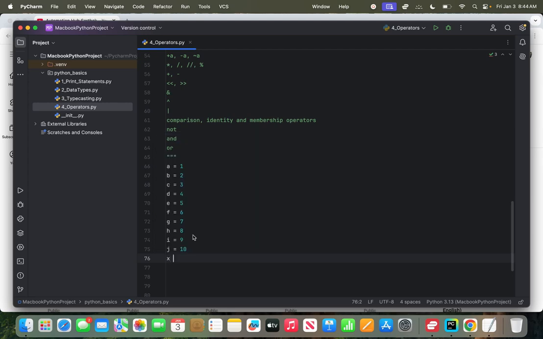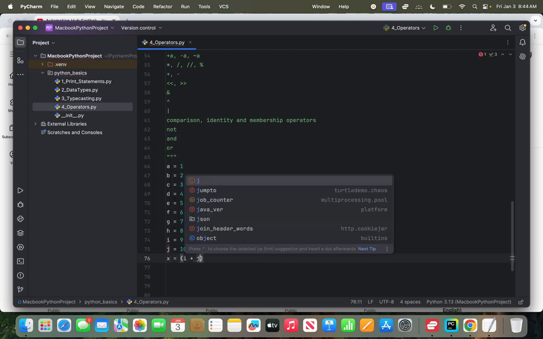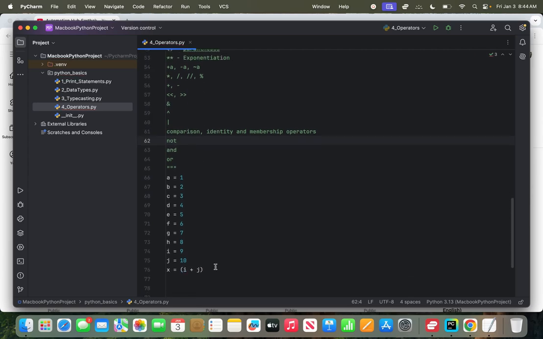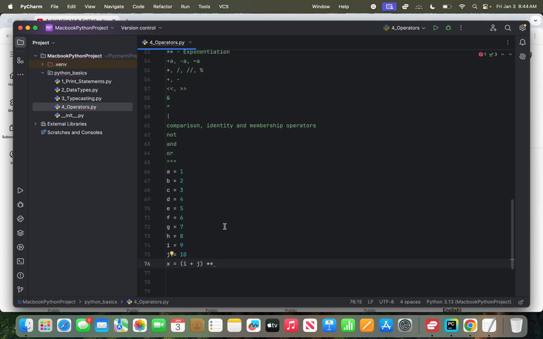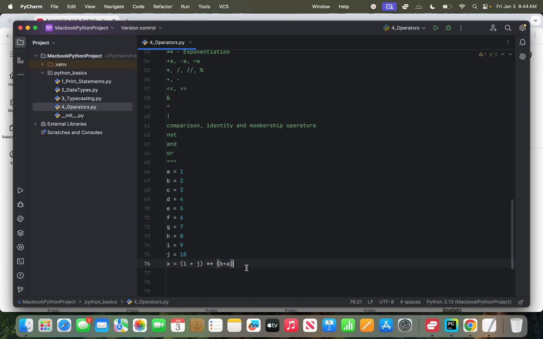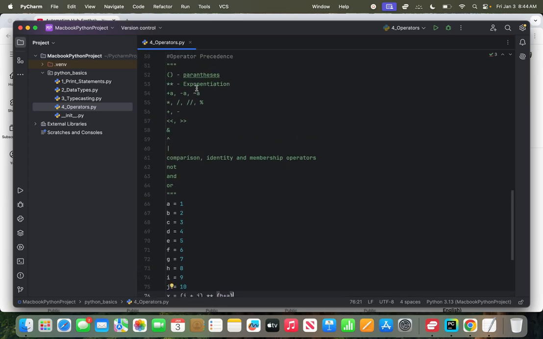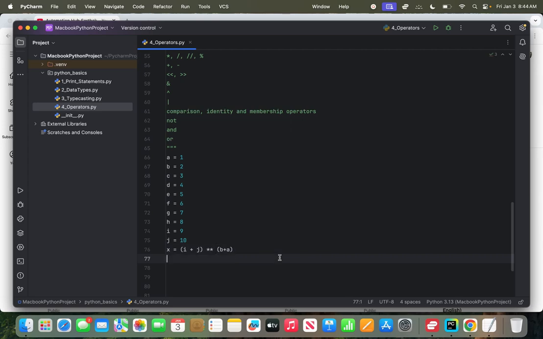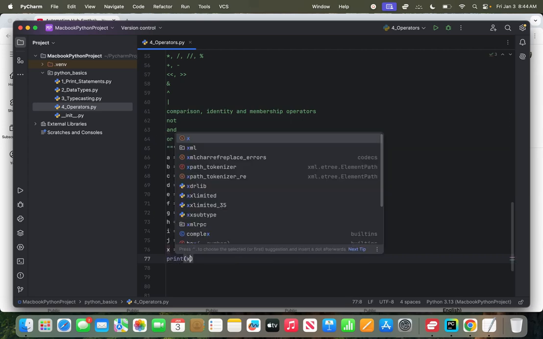Then you can write X equals to I plus J, so this is taken into consideration. Then you can write exponentiation, bracket B plus A. Then you start playing around with all those things that you want to use, and finally after you have prepared the equation, you just print X.